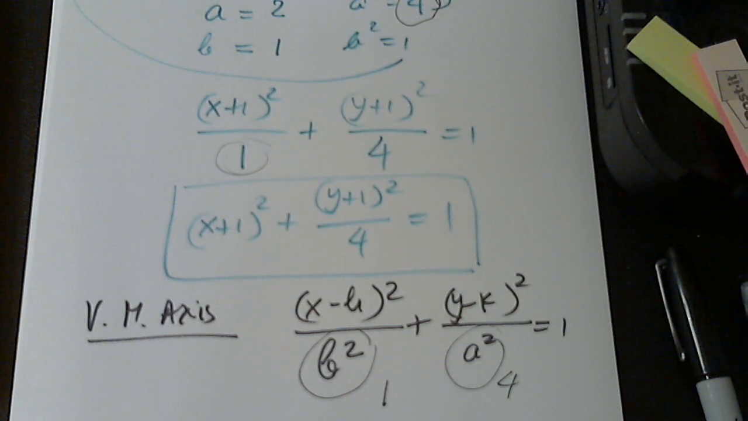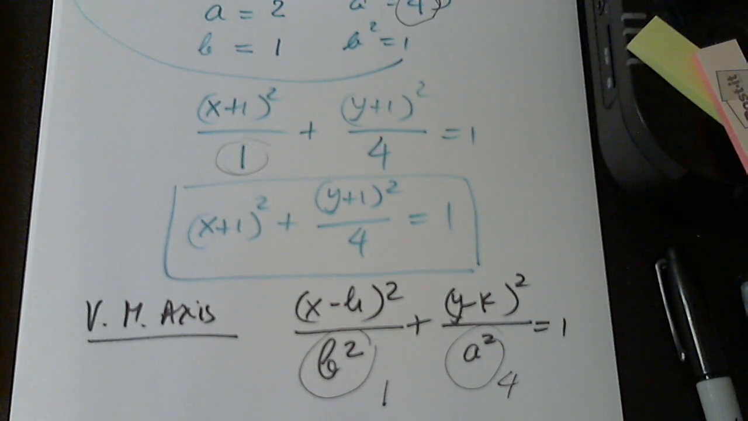Okay. Here we're asked to find everything. Analyze each equation, find the center, foci, and vertices of each ellipse. The vertices here are very clear, right? -1, 1. -1, -3.